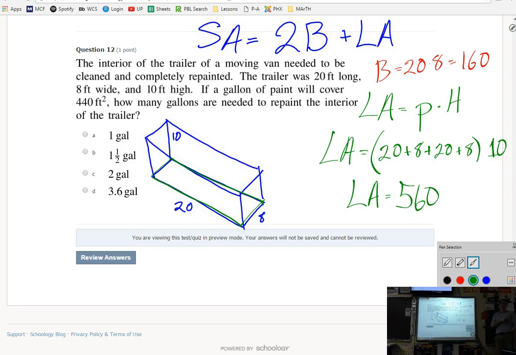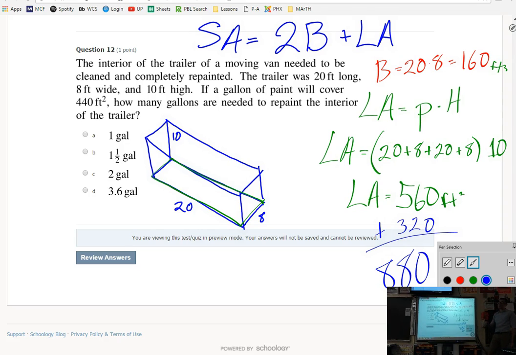Not yet. Not ever, actually, because we're doing area. So remember, area, flat space, is squared. This is feet squared. And last thing I gotta do: do I only paint the floor? I also gotta paint the ceiling. So I gotta double this. When I double 160, I get 320. I add these together, we get 880 feet squared.